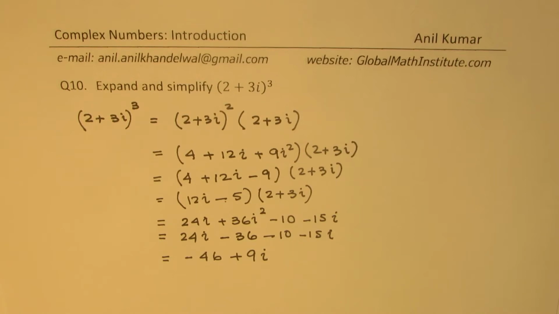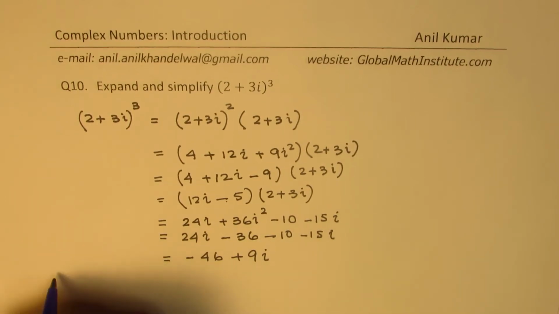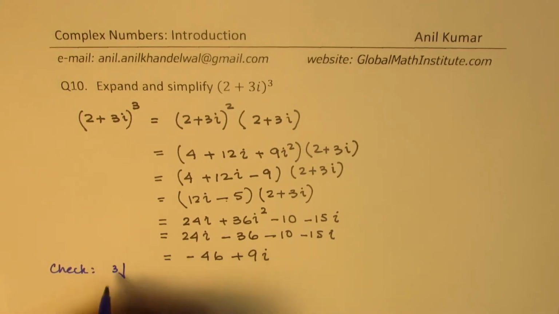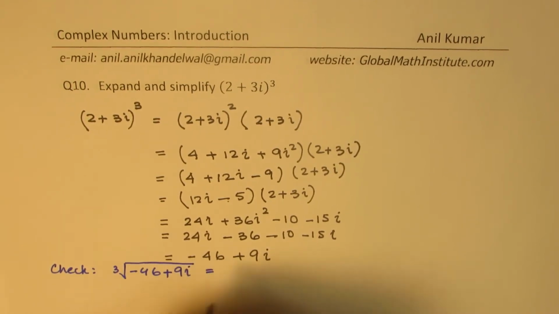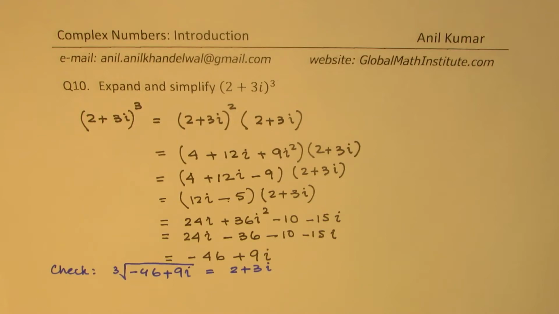So you can try this out, do the reverse. So check. That is, the cube root of minus 46 plus 9i is 2 plus 3i. Correct? So you could correlate in this fashion.